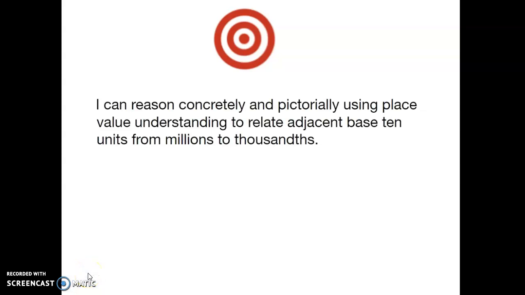Alrighty, little mathematicians, how are we doing today? We are gonna start with some place value understanding and building our understanding there.